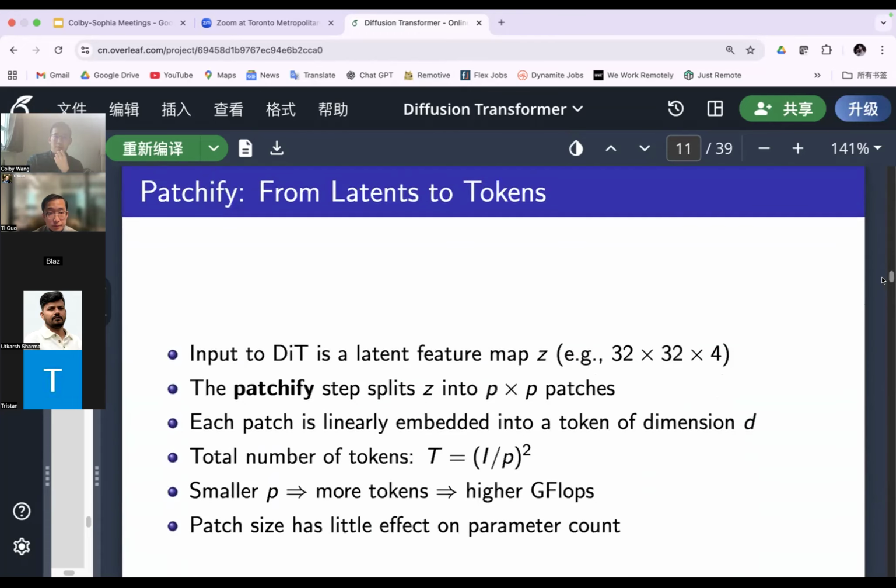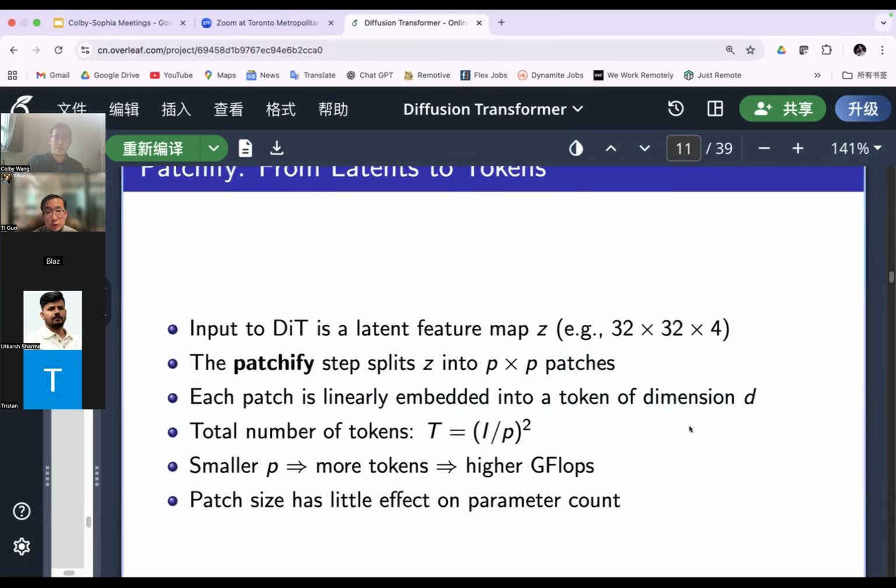So how do we go from latent to tokens? The input of the DiT is typically what we get by first compressing through an autoencoder, maybe a VAE, maybe a CNN. Let's say it's 32 by 32 by 4. Maybe we can have 4 channels or 3 channels, as much as we want. We patchify, splitting Z into P times P patches, and each patch is linearly embedded into a token dimension D. The total number of tokens is I divided by P, squared, and a smaller P gives us more tokens and higher floating point operations. Patch size has little effect on parameter count.